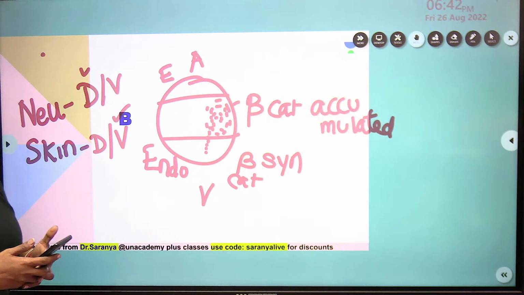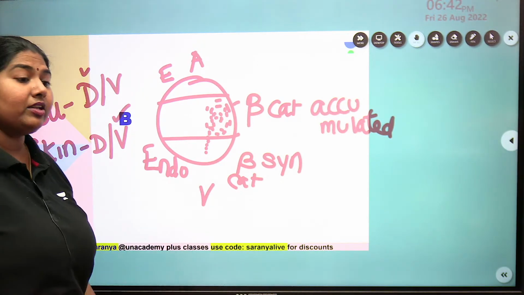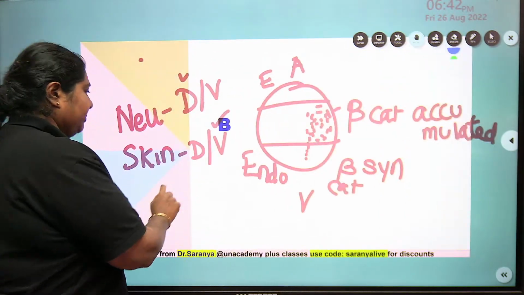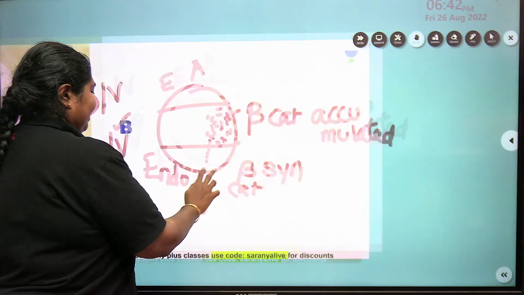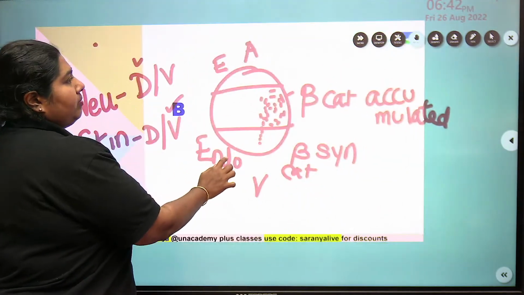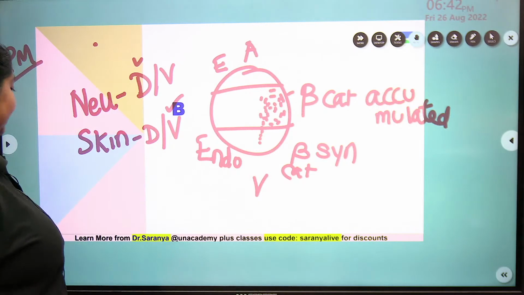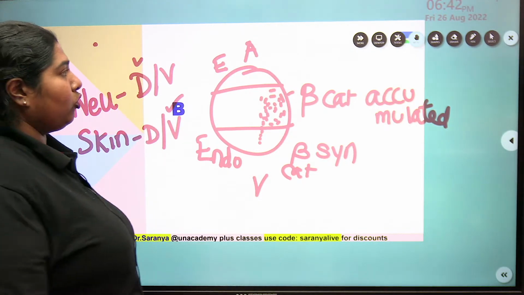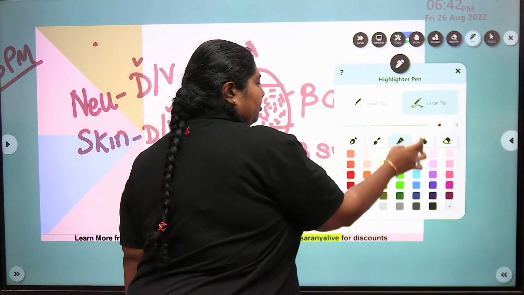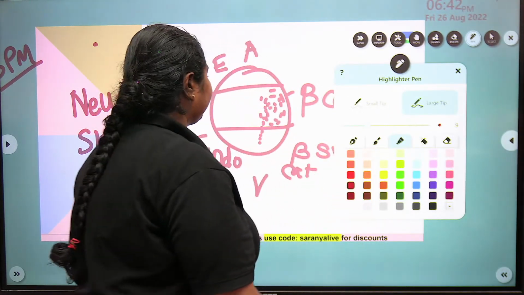So this accumulation takes place in the mesoderm, even though the synthesis is taking place in your endoderm. The synthesis is taking place in your endoderm, but this accumulation is what is taking place in your mesoderm. Got it? Okay, fantastic. So let's move towards the next question.